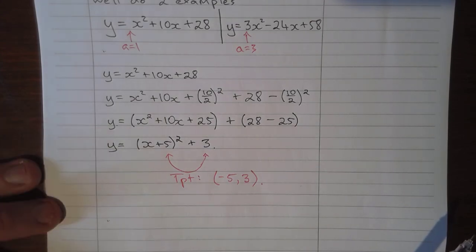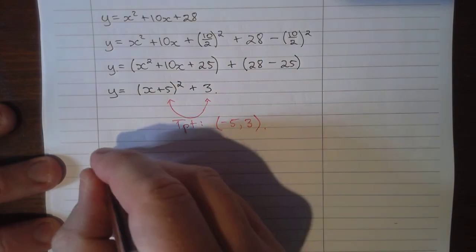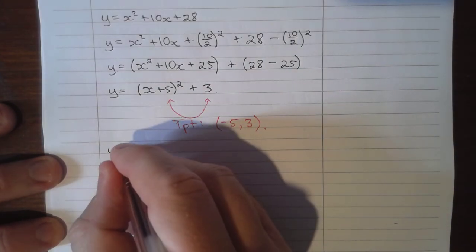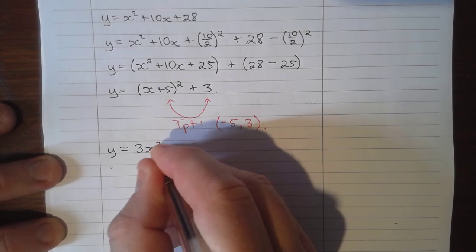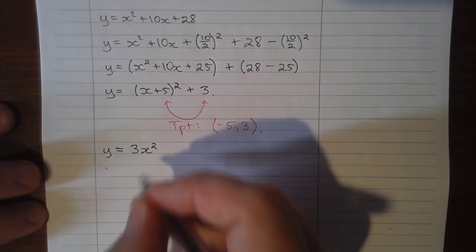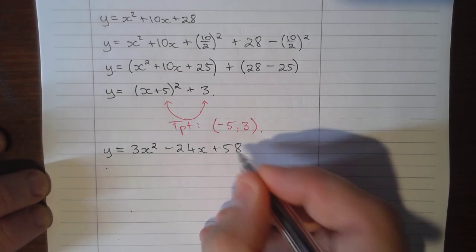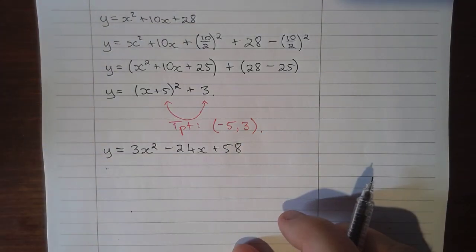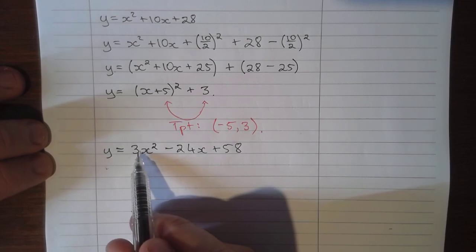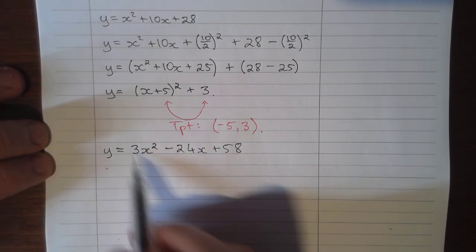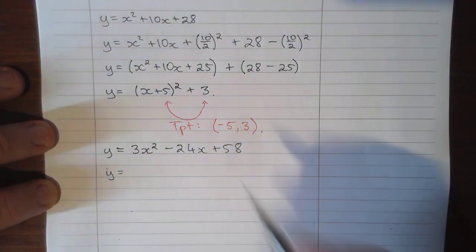All right, so let's take a look now at a slightly more complicated one, where the coefficient of x squared is not equal to 1. So we've got y equals 3x squared minus 24x plus 58. That's our second example. It's a pretty similar process, except what I want to do first of all is factor out that 3. That turns it into a very similar problem to the first one.